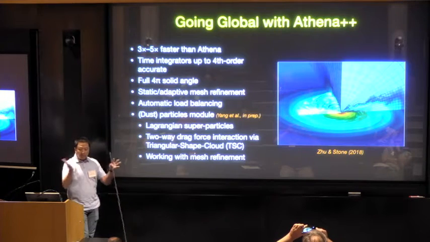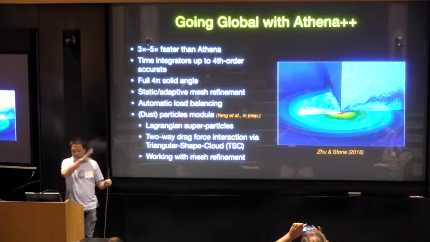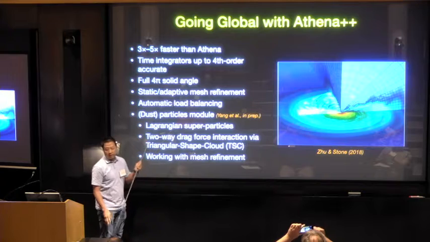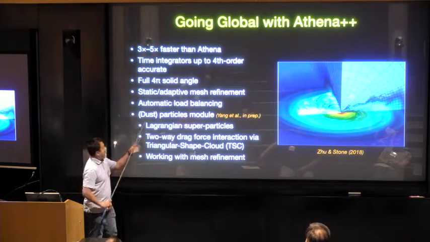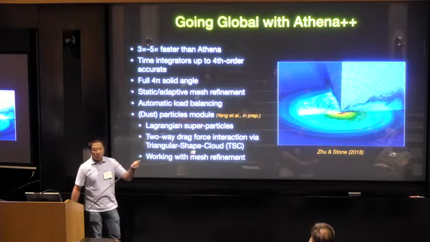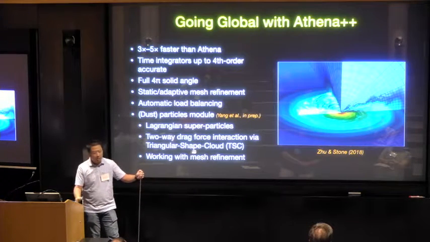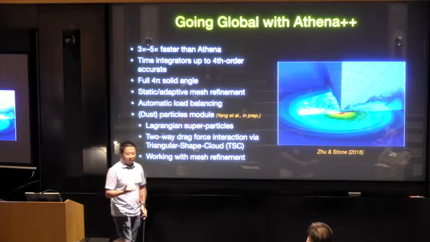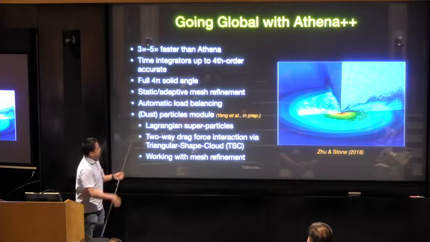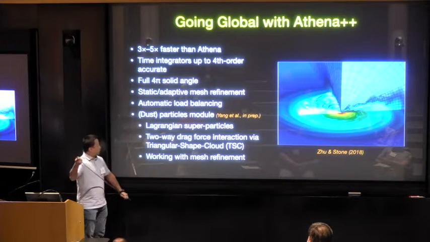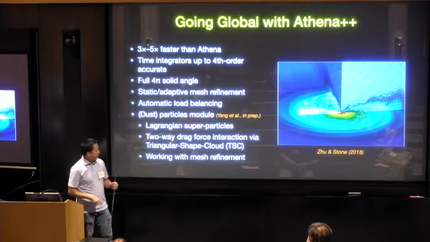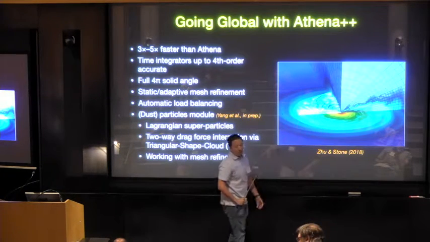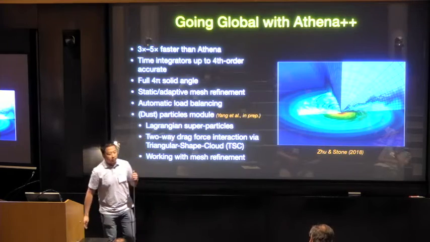And with spherical polar coordinates, you can simulate the full disk, full 4-pi solid angle. And the most important thing for me is they have static or adaptive mesh refinement and automatic load balancing. So I will not suffer from strong concentration of dust, for example, at a certain mesh block. And I'm responsible for putting in dust particles in Athena++. It's a very standard Lagrangian superparticles with two-way interactions. And it's now working with mesh refinement. And this is just showing you what kind of typical mesh structures you can have with the global disk.